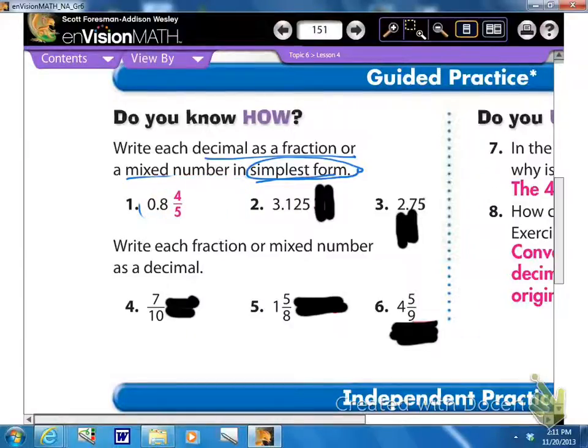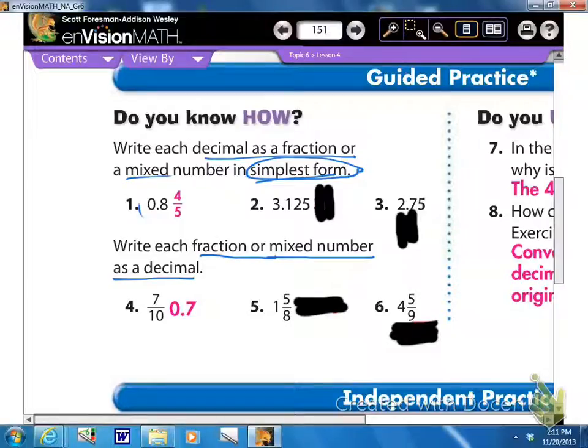Now let's look at number 4. Numbers 4, 5, and 6 want you to write each fraction or mixed number as a decimal. Now this is already in tenths, so 7/10 helps me tremendously. I can write 7/10 by putting the 7 in the tenths place of a decimal. So 0.7 would be how I would write the equivalent decimal to 7/10.